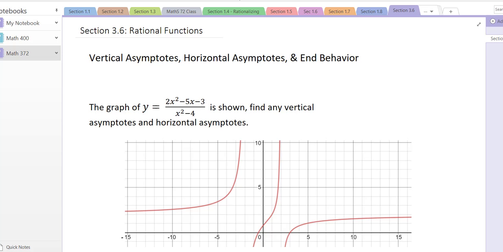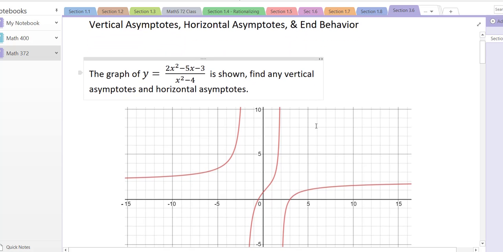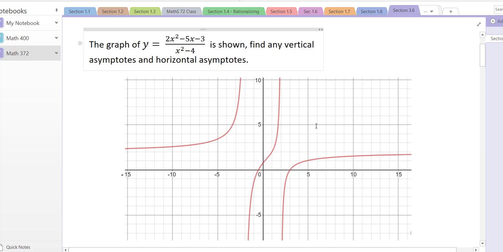Hi there, in this video we're going to cover section 3.6, rational functions, mainly finding vertical asymptotes, horizontal asymptotes, and end behavior of a rational function. We're also going to talk about slant asymptotes, although I may do that in a separate video. So the graph of this function is shown, and we want to find any vertical asymptotes and horizontal asymptotes of this graph.